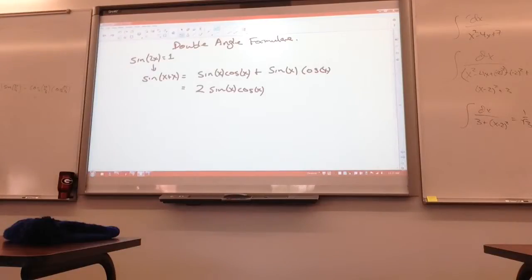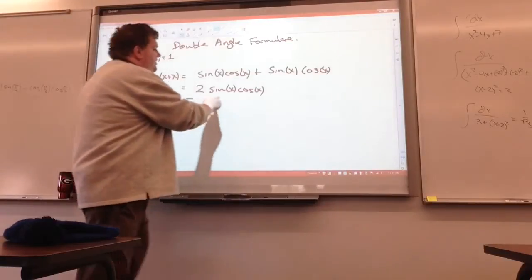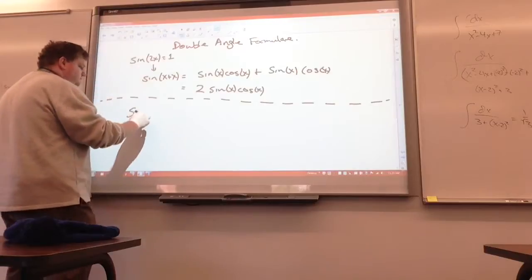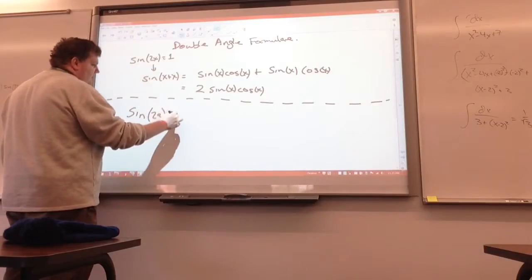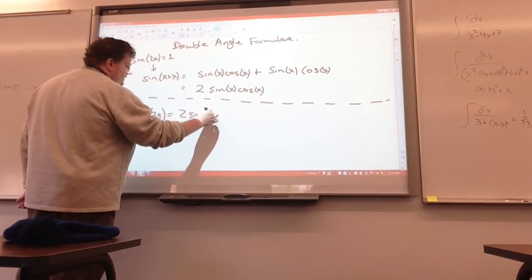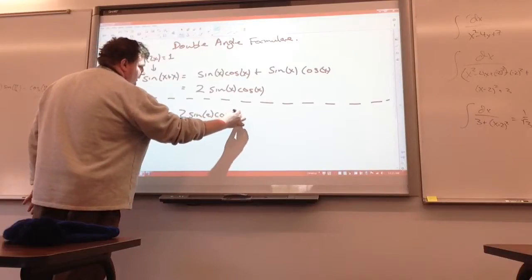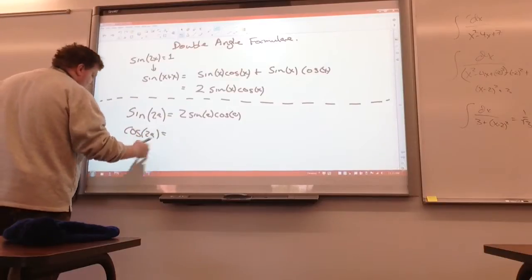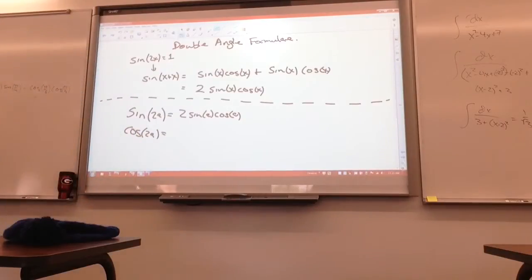And so, the actual double angle formulas can all be derived, just like I did right here. The one for the sine, the sine of 2a, would be 2 sine of a cosine of a. The cosine one has several different ways you can write it. The primary way you can write it, though, is the cosine squared minus the sine squared.